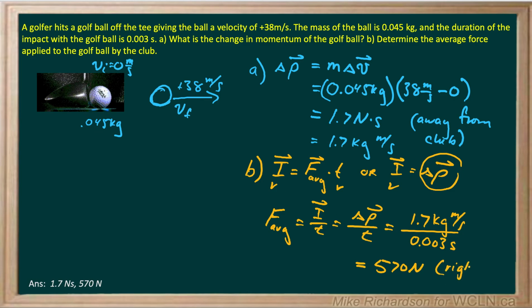And again, I'm just going to make a quick little note here that if the ball experiences a force to the right of 570, according to Newton's third law, the club will experience an equal and opposite force of 570 back. Something to keep in mind.